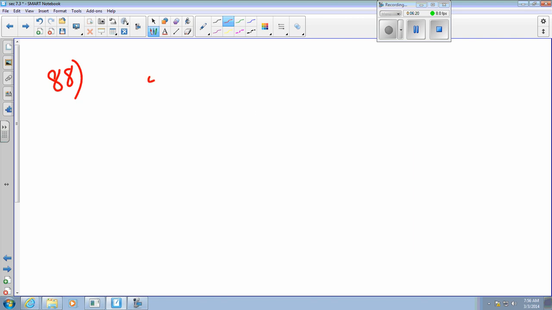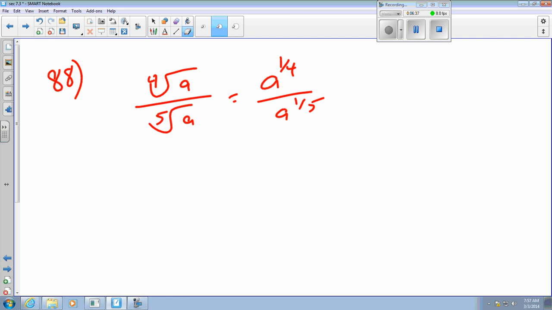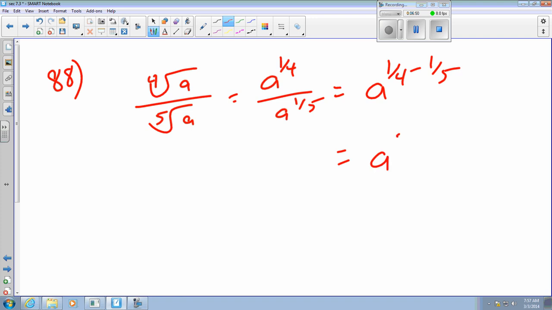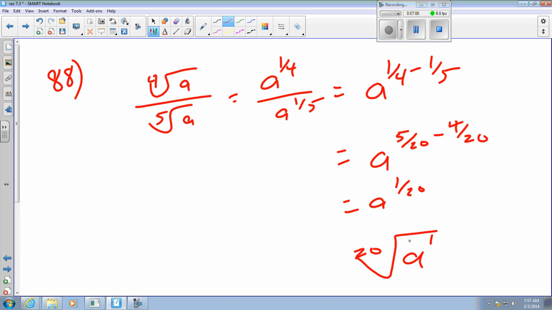And I get the fourth root of a divided by the fifth root of a. And I, again, have difficulty when it's in radical form, so I'm going to rewrite this as a to the 1/4 power divided by a to the 1/5 power. And when you divide, you subtract the exponents, so I'm going to have 1/4 minus 1/5 power. At this point, we need to find our common denominator, and it looks like 20, so I'm going to write it as 5/20 minus 4/20, which gives me a to the 1/20 power. And again, we need to write our final answer as a radical, so this is the 20th root of a to the first, or just a.